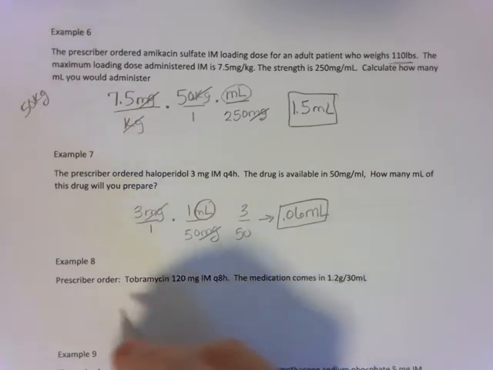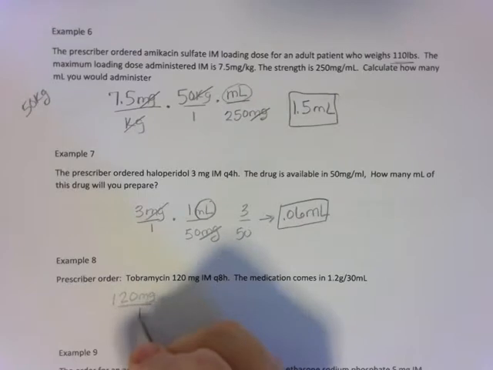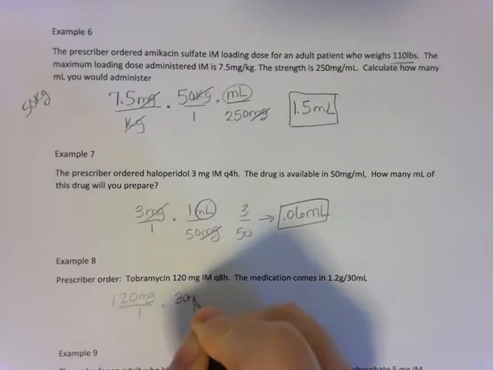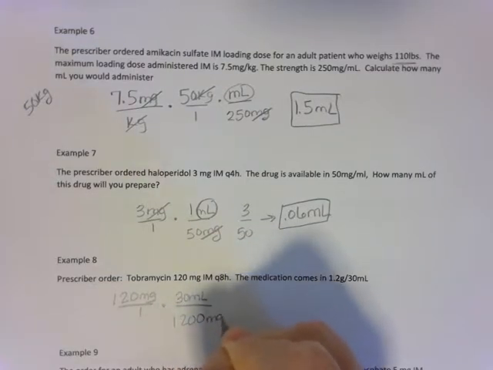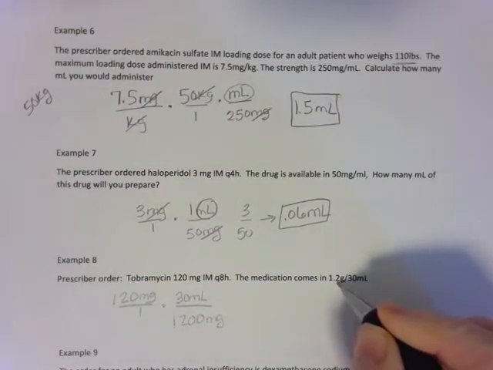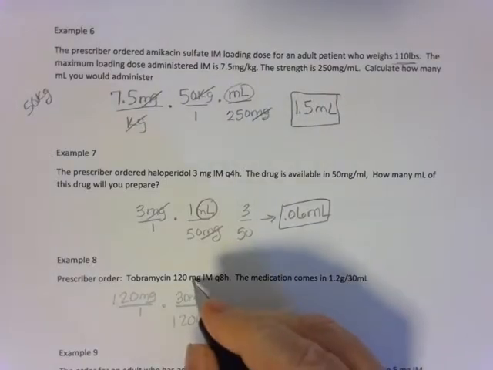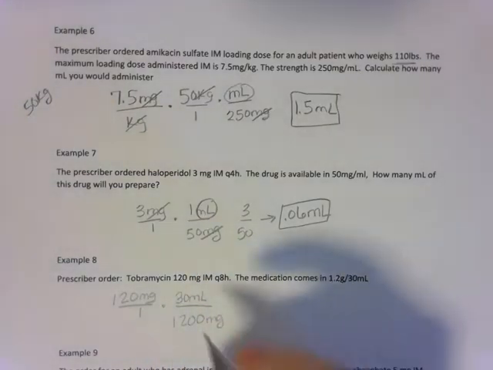Here we're starting with 120 milligrams. Again, not weight-based, so it's over 1. Our strength is 30 milliliters. And I just changed the 1.2 grams to milligrams. I could have changed my order into grams, but this way I'm not working with any decimals.